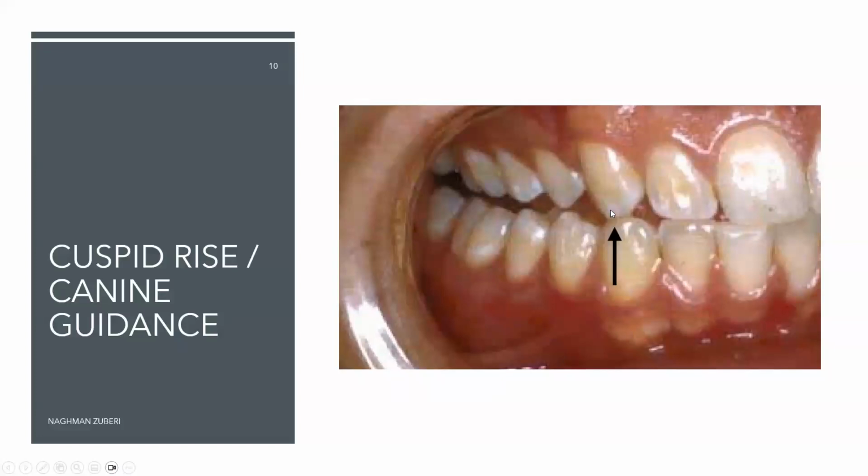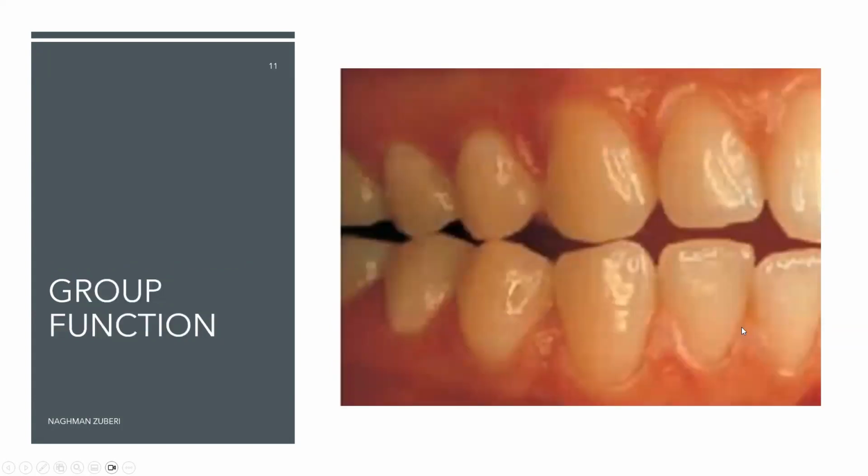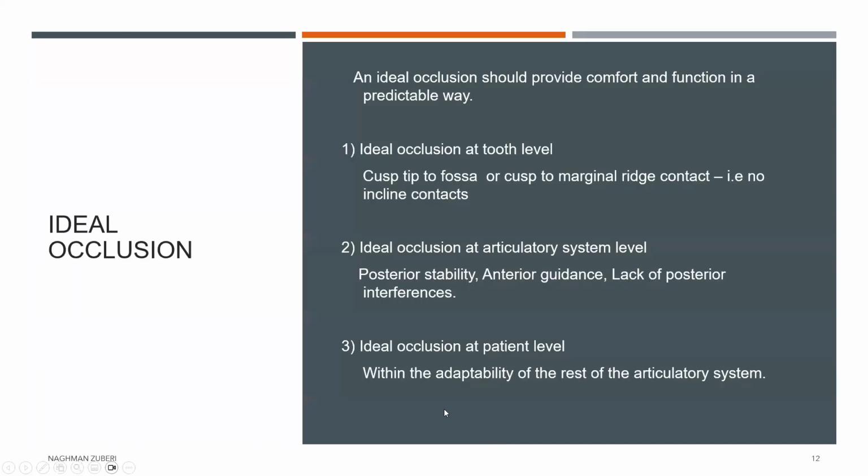This is the canine guidance, as I told you earlier, one of the ideal situations in ideal occlusion. Canine guidance: upper and lower canines are in contact and all other teeth are out of occlusion. Or group function on the working side: canine and all the posterior teeth are in contact on the working side and the rest of the dentition is out of occlusion. Ideal occlusion. What is an ideal occlusion? An ideal occlusion should provide comfort and function in a predictable way.